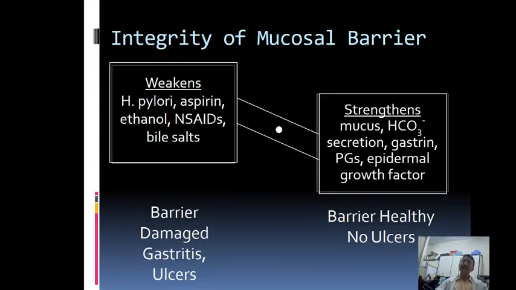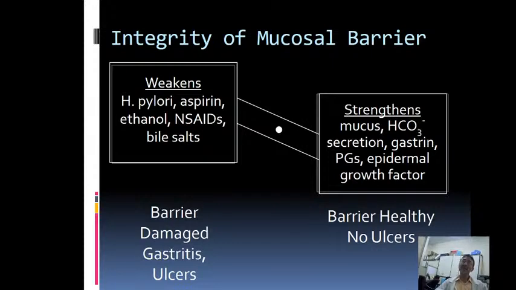Now, what weakens and what strengthens the integrity of the mucosal barrier? The mucosal barrier is compromised when there is a bacterial infection. There is an infection of the gastric mucosa, and the most common bacterium isolated is Helicobacter pylori, which is one of the causes of peptic ulcer formation. Then, excess consumption of ethanol can damage the mucosal barrier. Excess consumption of drugs like aspirin or non-steroidal anti-inflammatory drugs, that is painkillers, can also damage the mucosal barrier, plus bile salts. Once this barrier is damaged, it results in inflammation of the gastric mucosa and ultimately in ulcers.